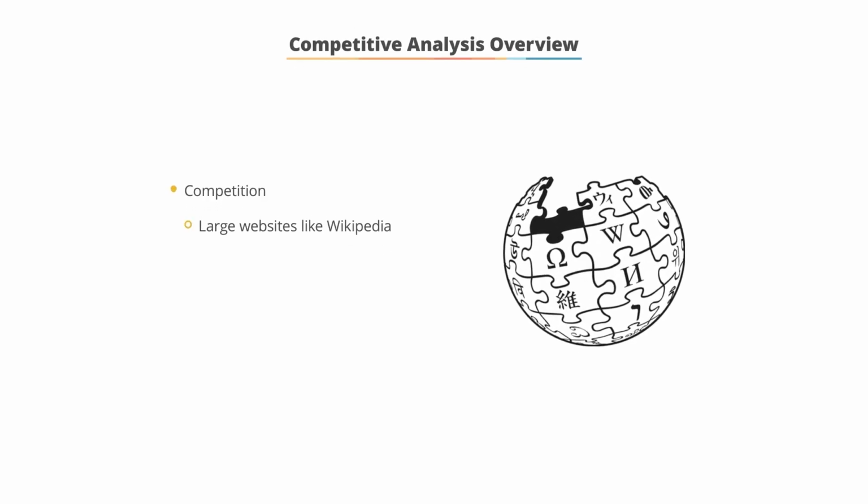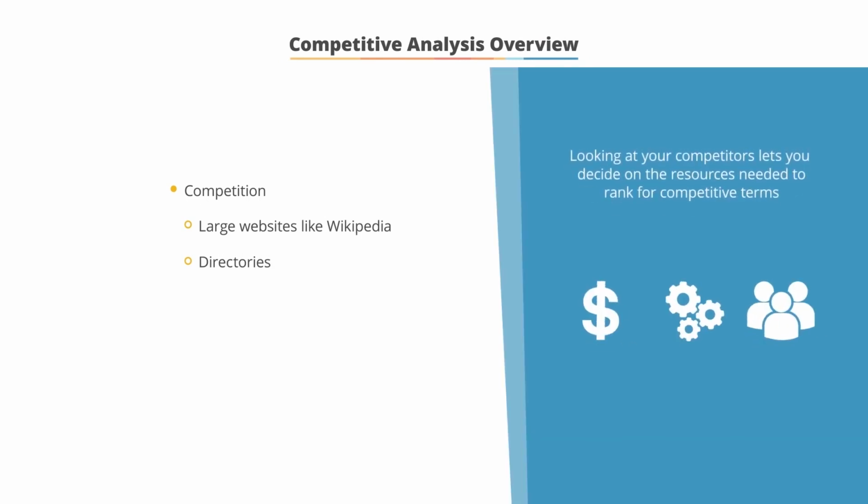That may include websites such as Wikipedia or directory sites. An SEO must know who the competition is. You will know the challenges and the resources required to rank for competitive terms.